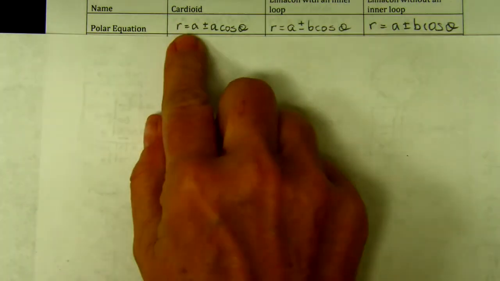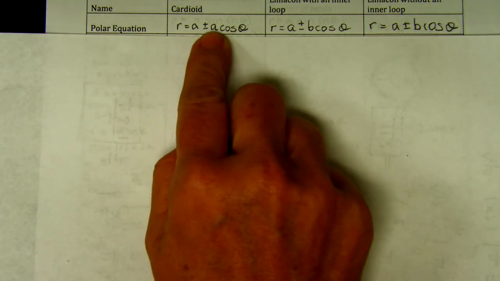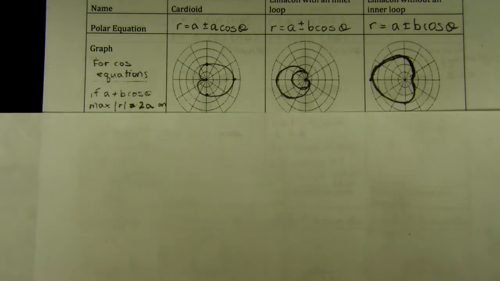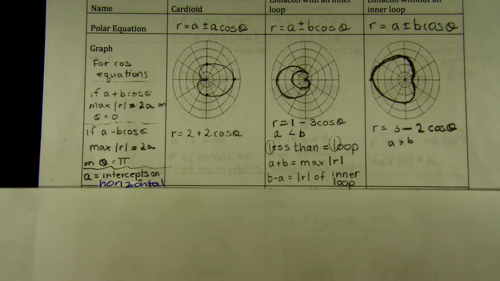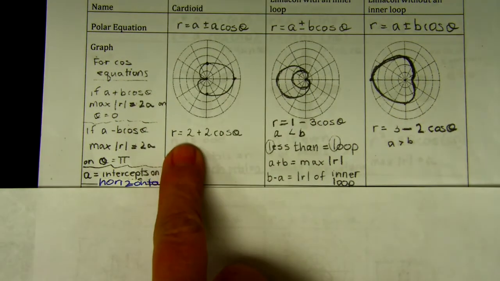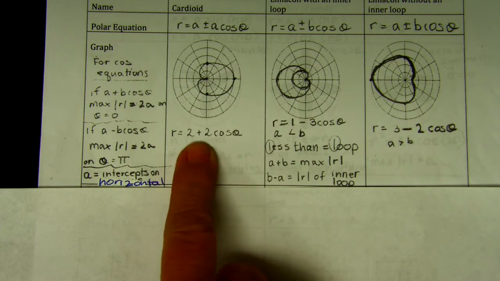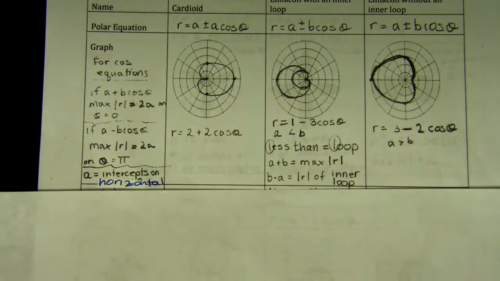A cardioid happens when the number that you're adding is the same as the coefficient in front of the trig function there. And if they're all cosine, of course, they are going to be hugging that horizontal axis in some way. So here is the cardioid, and here's an example of a cardioid equation: r equals 2 plus 2 cosine theta.